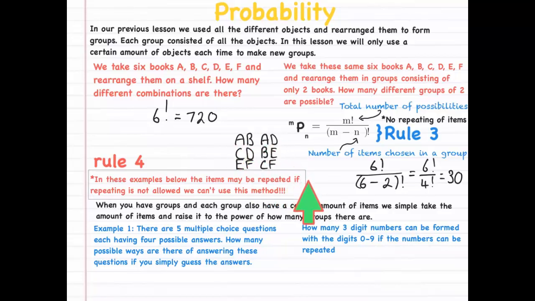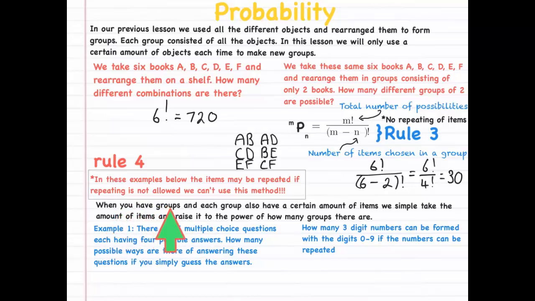Okay, so I hope you got it, and then we will go over to rule number 4, which is pretty similar to this type of question, but here we will say that repetition is allowed. So please, again, there is a difference between the two. In these examples below, the items may be repeated. If repeating is not allowed, we cannot use this method. We will simply use rule number 3. Okay, so here we go.